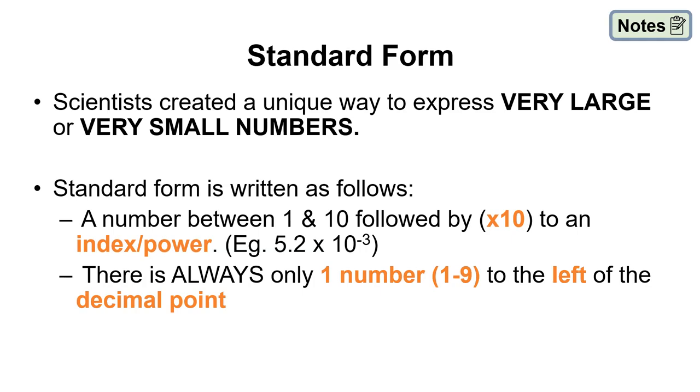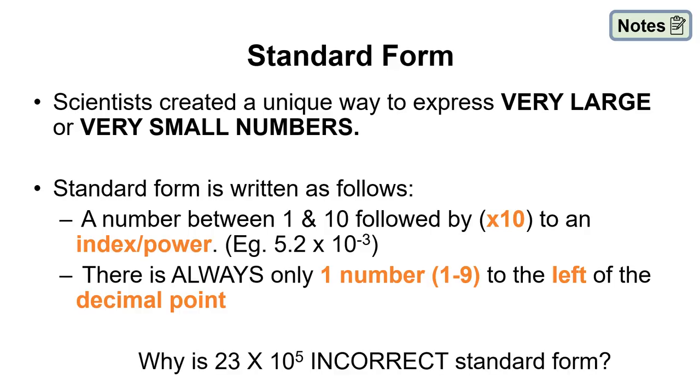So you need to understand here, you cannot be having 10 point what, because the number must be between 1 and 10. So there's always one number to the left of the decimal point. There can be many numbers to the right of the decimal point. Why is 23 multiplied by 10 incorrect in standard form? I think we all know the answer now. Remember the rule, we must have the number between 1 and 10. So you can't have 23.